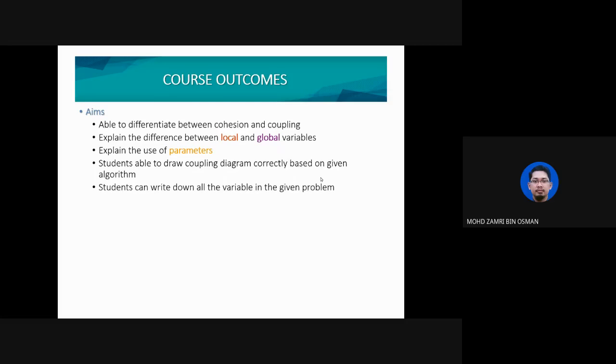All right, so what is the outcome of this course? You should be able to differentiate between cohesion and coupling. Later we're going to see what cohesion is and what coupling is, how we can design cohesion and coupling in the modules, and explain the difference between local and global variables. Every time we do modules or functions, we look at local and global variables. Where do we need to declare the local variable, and where do we need to use local and global variables in our solution, especially in the algorithm, and explain how to use parameters.